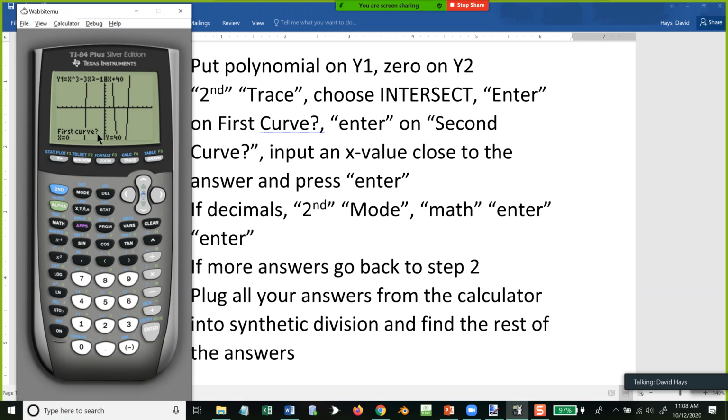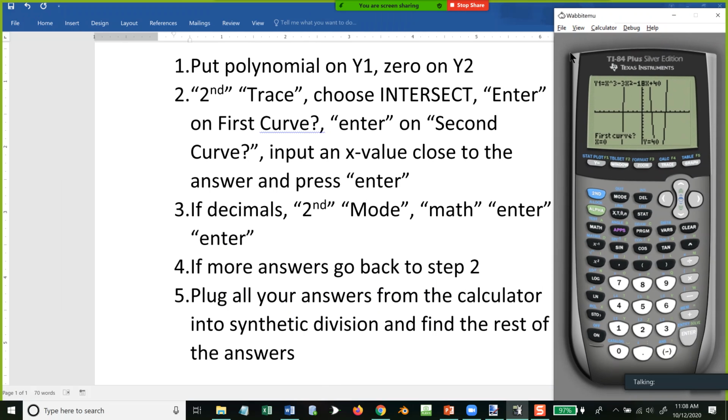Notice in the bottom left-hand corner, it's saying first curve question mark. You just enter on first curve. So nothing special you have to do. You just simply press enter. Then it comes up and asks us for a second curve question mark. And again, nothing fancy you have to do. Just enter on second curve. Now here we want to input an x value close to the answer and press enter. We think the answer is at -4, so let's put in -5. The negative is the one in the very bottom row. And then press enter. And it comes back and gives us our first answer, which is -4.